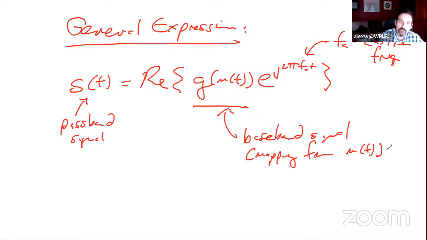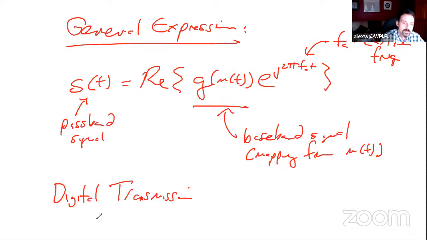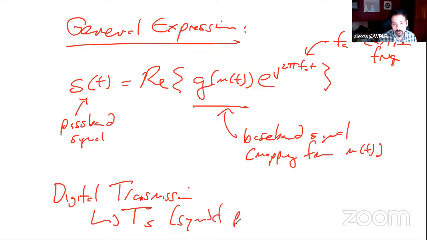Now, one thing, because we're dealing with digital modulation, digital transmission, is that this mapping occurs from bits, binary information, to the baseband waveform, the baseband signal, every TS or symbol period, okay? So this is very important.